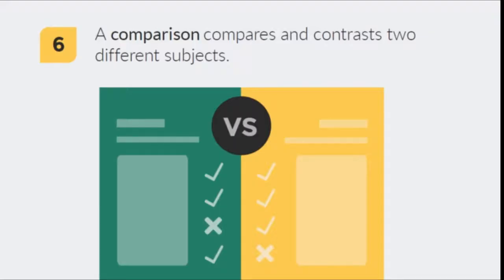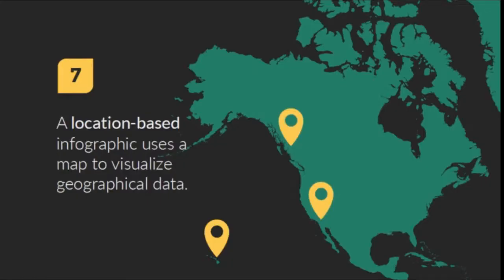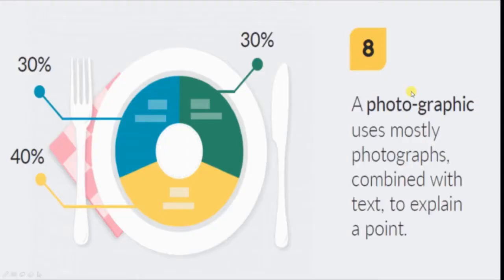Sixth, a comparison. A comparison compares and contrasts two different subjects. Seventh, a location. A location-based infographic uses a map to visualize geographical data. 8. A photographic. A photographic uses mostly photographs combined with text to explain a point.